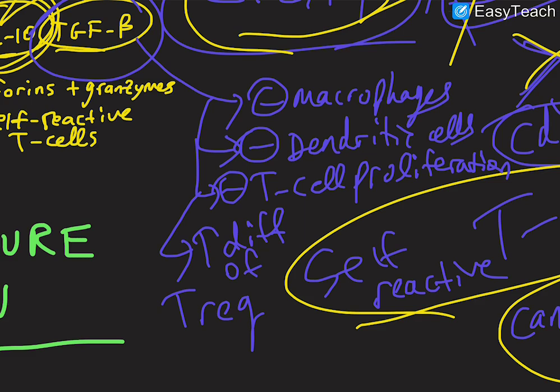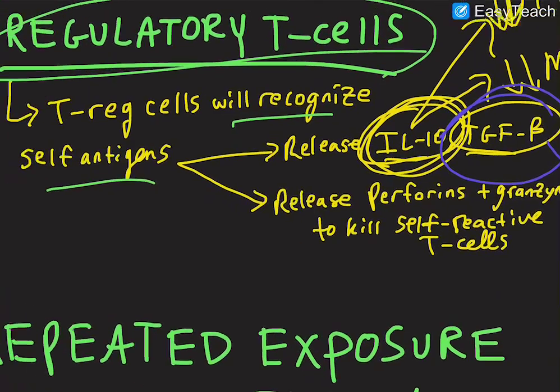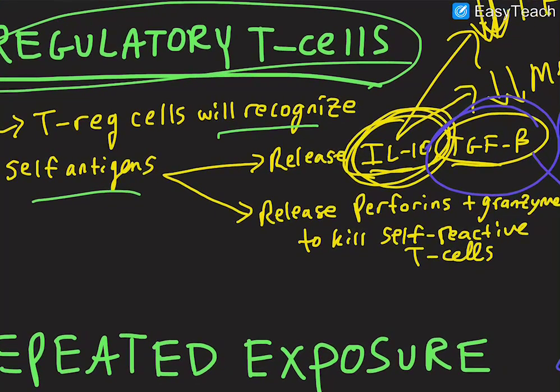So as you can see, the cytokines along with CTLA4 that are released by regulatory T cells, the end goal of these molecules is to inhibit the immune system, right?